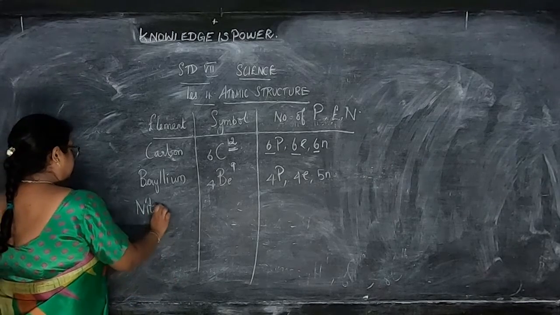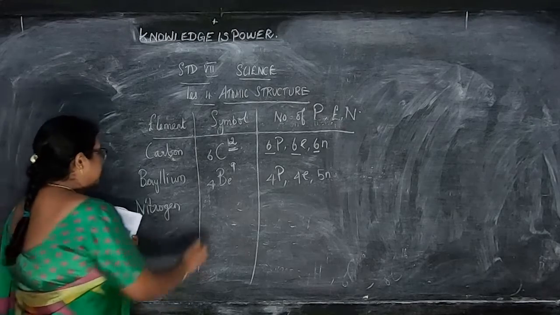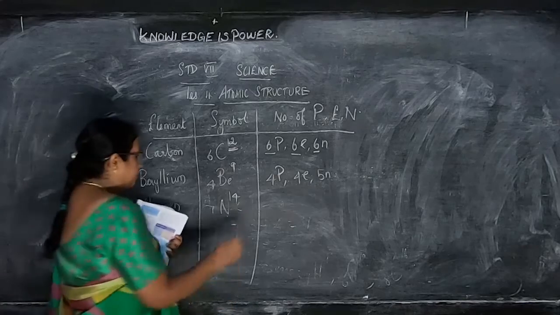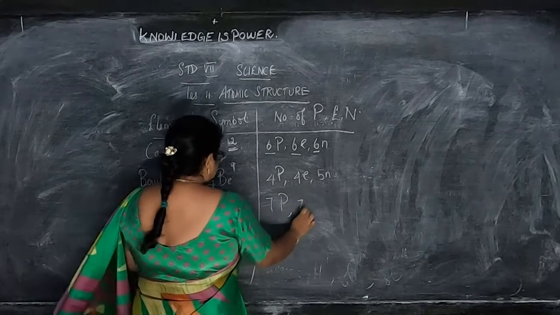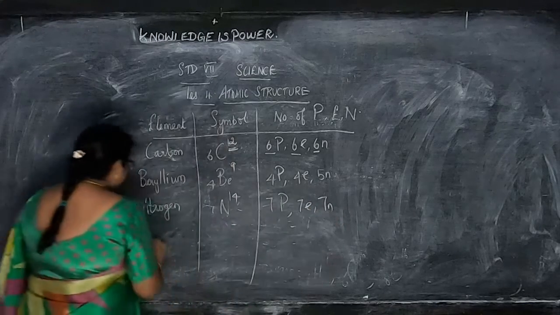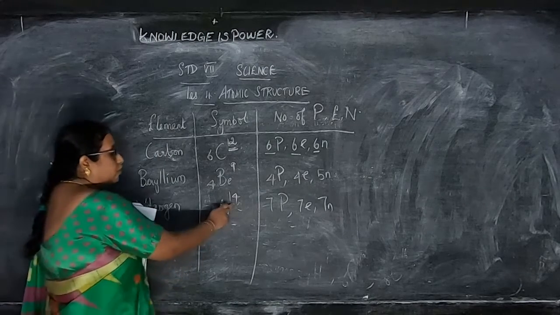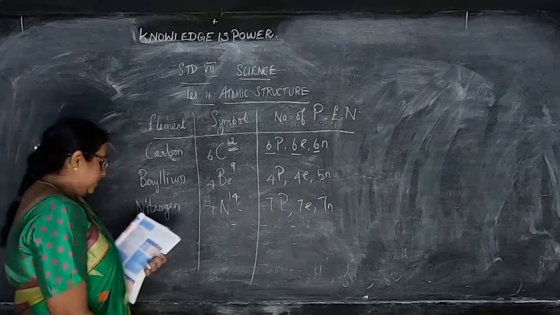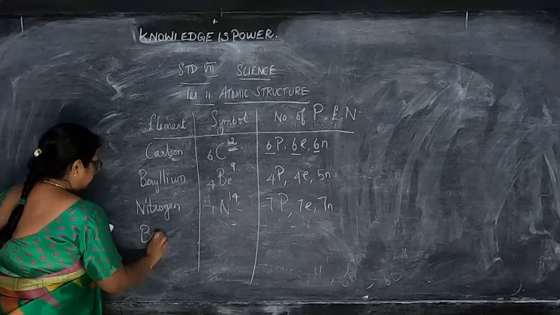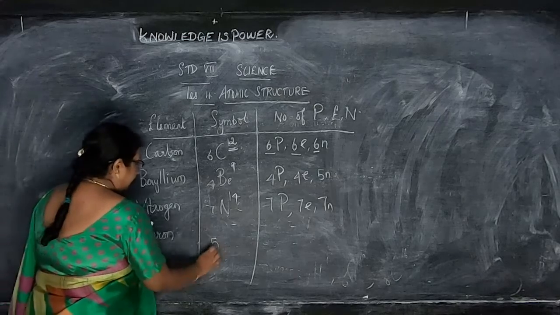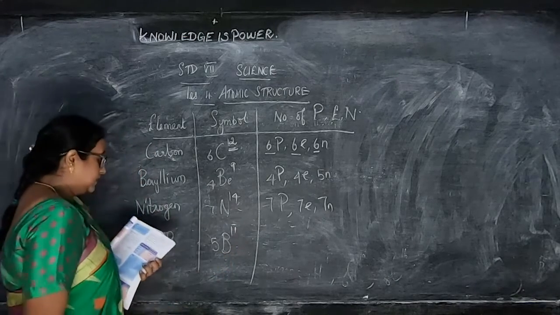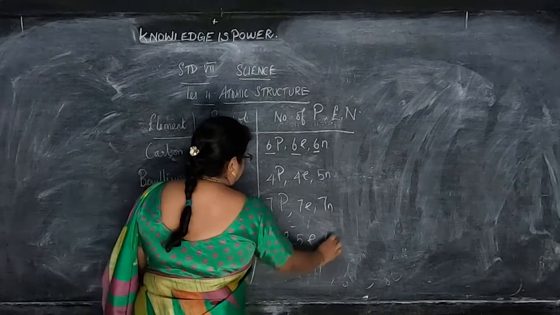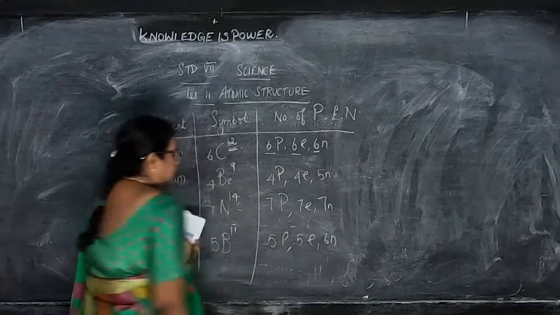Next we go to nitrogen, that is 7N14. What will the 7 be? 7 protons, 7 electrons and 7 neutrons. So 7 and 7 make 14. Then boron, that is 5B11, where 5 is the number of protons, 5 electrons and 6 neutrons. 5 and 6 give you 11.